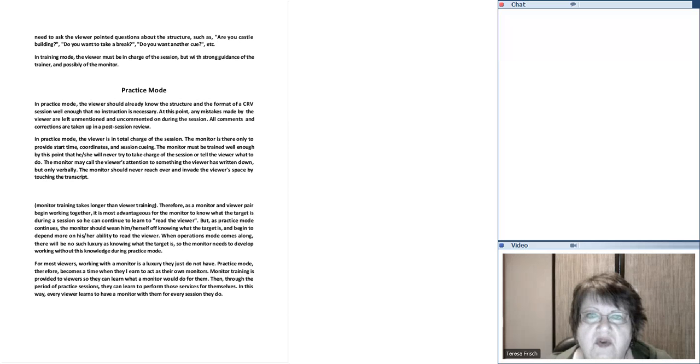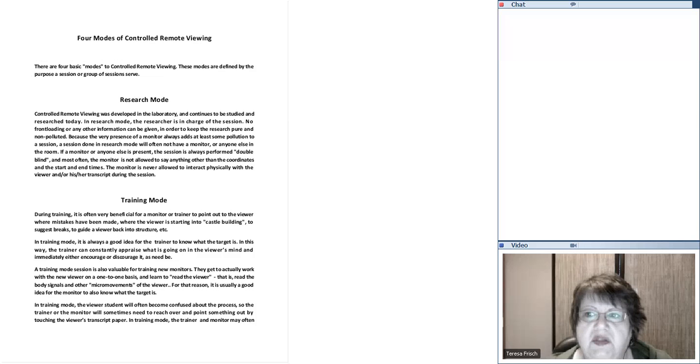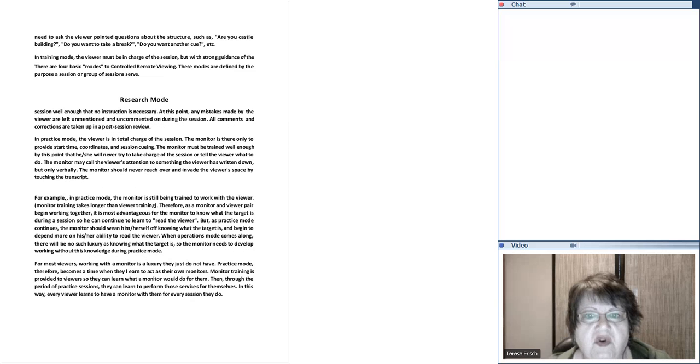Research, for instance, the research mode is always done blind. There is never any front loading. The monitor is never allowed to interact physically with the viewer and or his transcript. Training we don't see very much because you need an actual monitor who is reaching across and possibly invading your personal space and steering you as the viewer just a little bit. You, the viewer, are in charge of your session as always, but in that environment where you have a monitor training you, they are allowed to reach over and point things out.